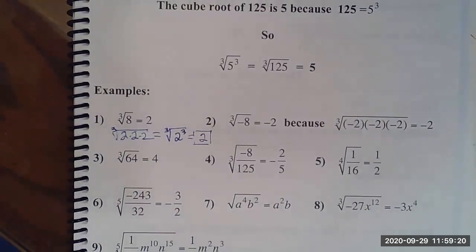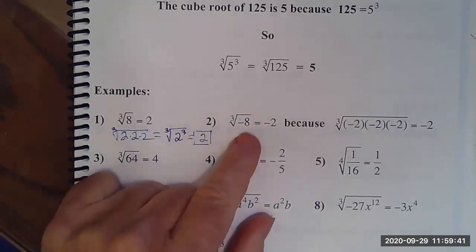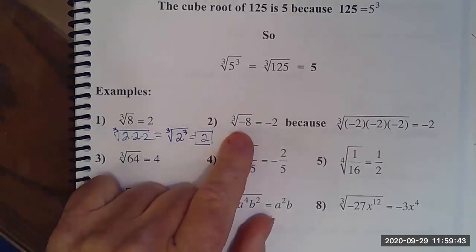Now, in the previous section, you couldn't have negatives as part of the radicand for square roots. Anything with an even index, like 2, 4, 6, 8, you can't have a negative radicand. But an odd index is okay, because you can have an odd number of negative signs, and you're okay with that.